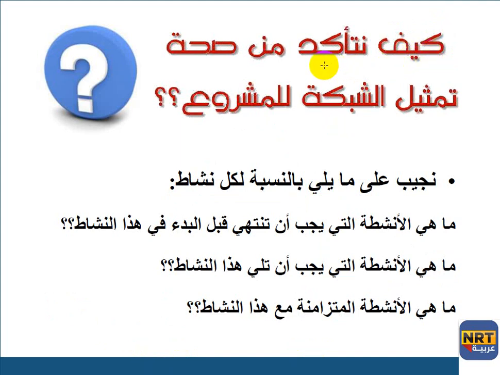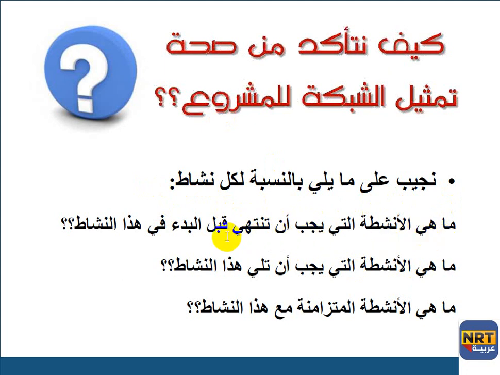The way to verify the authenticity of any task grid representation. يعني الطريقة للتأكد من صحة تمثيل الشبكة للمشروع. The way to confirm the authenticity of the grid representation of the task. We can answer the following for each activity. يعني نجيب على ما يلي بالنسبة لكل نشاط.